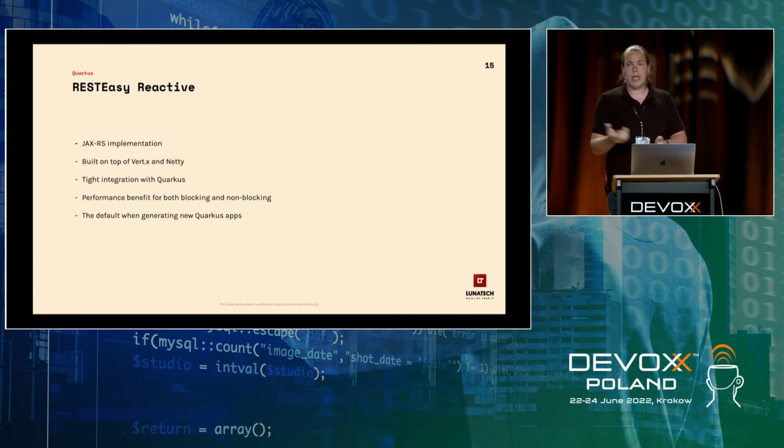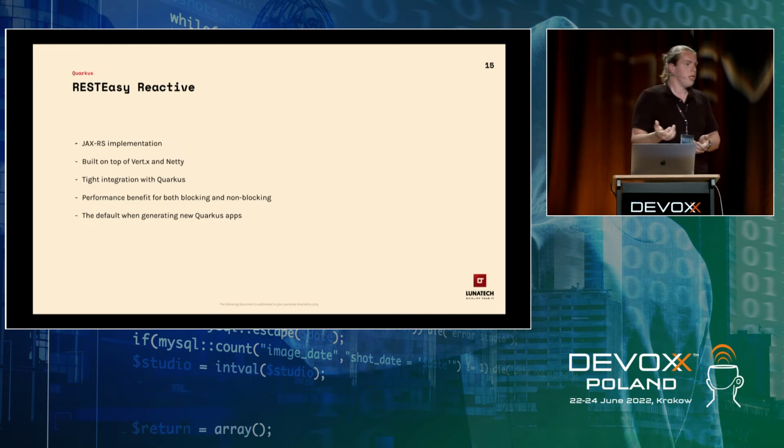So what we actually did on the project is still use all the blocking code, but just dropped in this extension instead of the normal extension, and you get some performance benefits for free. And it's also the default nowadays when you generate a Quarkus application.